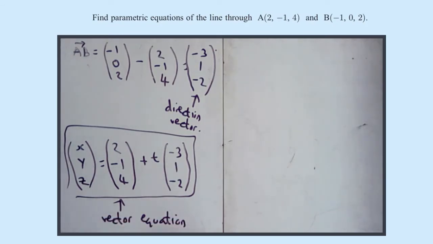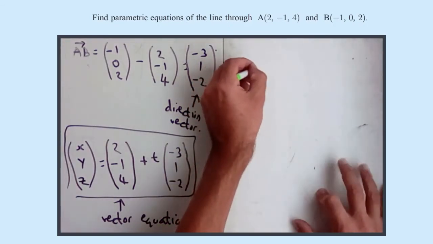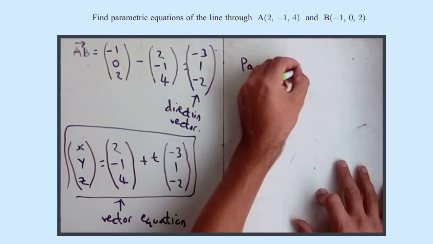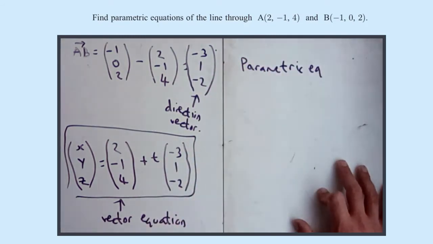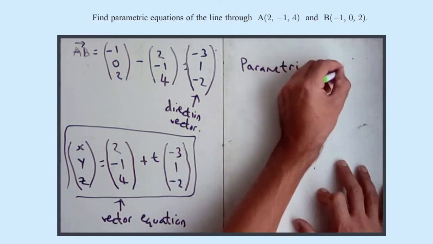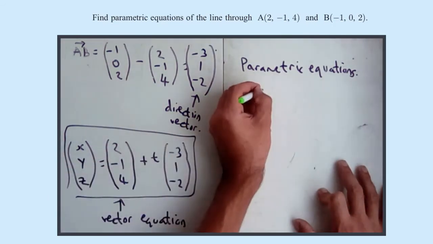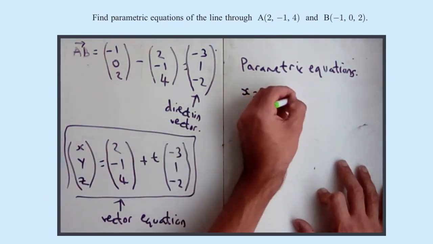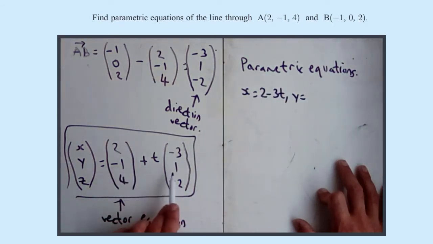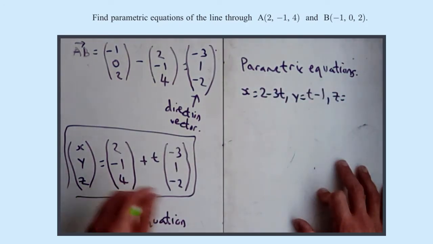And we have been asked for parametric equations. So I'm going to say parametric equations. Remember, they give you the x and y and z coordinates of a point on the line, and it depends on the value of the parameter t. Parametric equations. So x equals 2 minus 3t, y equals -1 plus t, so I'm going to call that t minus 1, and z equals 4 minus 2t.